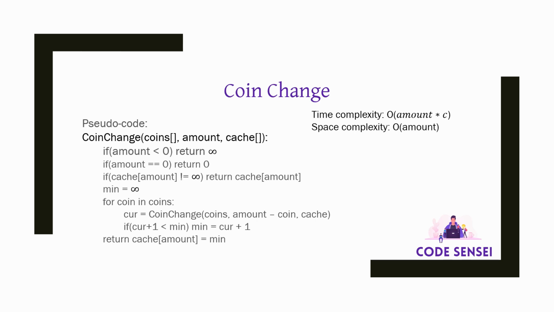So this is the pseudocode for the problem. It's almost the same, except we are adding a cache in which we are going to store the computed values. That is, if they are not infinity, we are going to return the computed value. If it is infinity, it means that they haven't been computed yet.